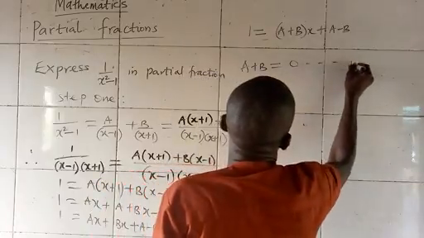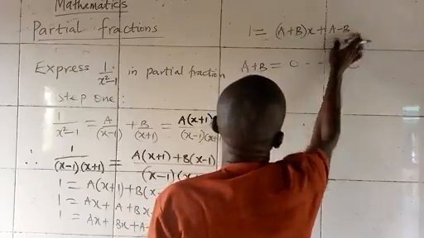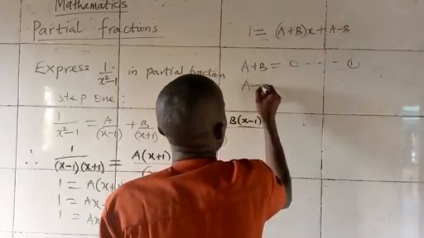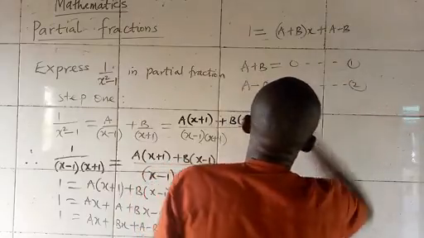I will call this one equation 1. Now, what is the next one there? This one has no s. I can say a minus b equal 1 because this one has no s. I can call this one equation 2.